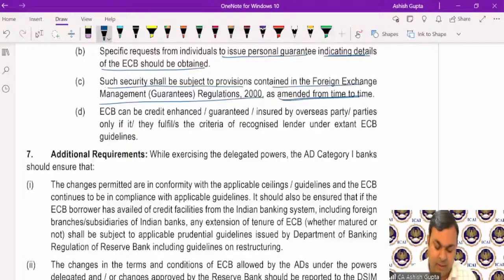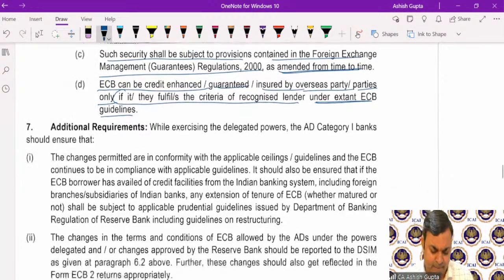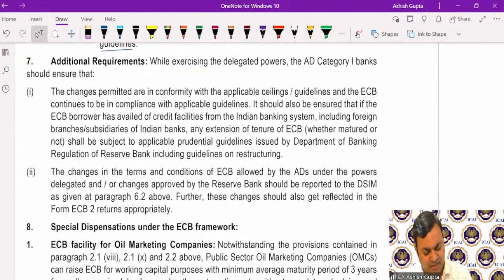Such security shall be subject to the provisions contained in the Foreign Exchange Management Guarantee Regulations 2000 as amended from time to time. ECB can be credit enhanced, guaranteed, insured by overseas parties only if they fulfill the criteria of a recognized lender under the extant ECB guidelines. There are certain additional requirements also.